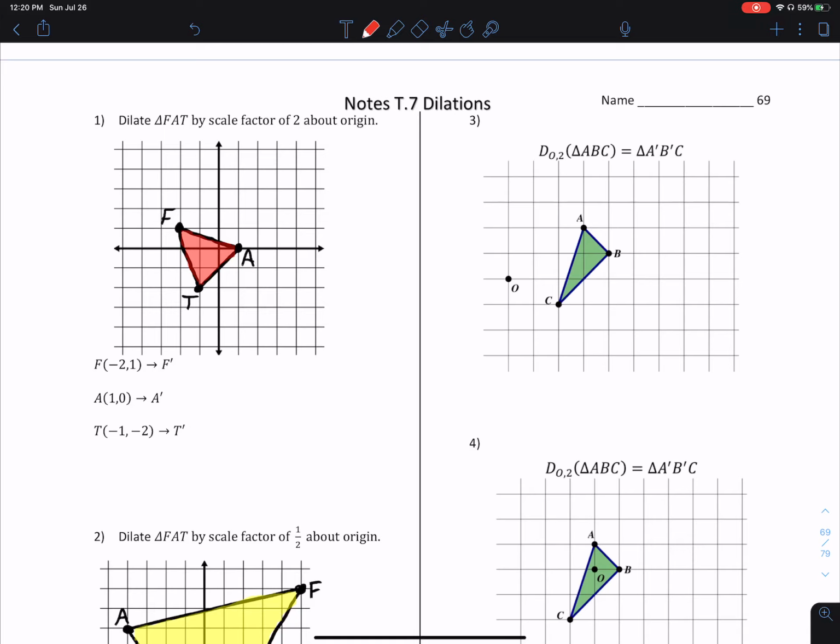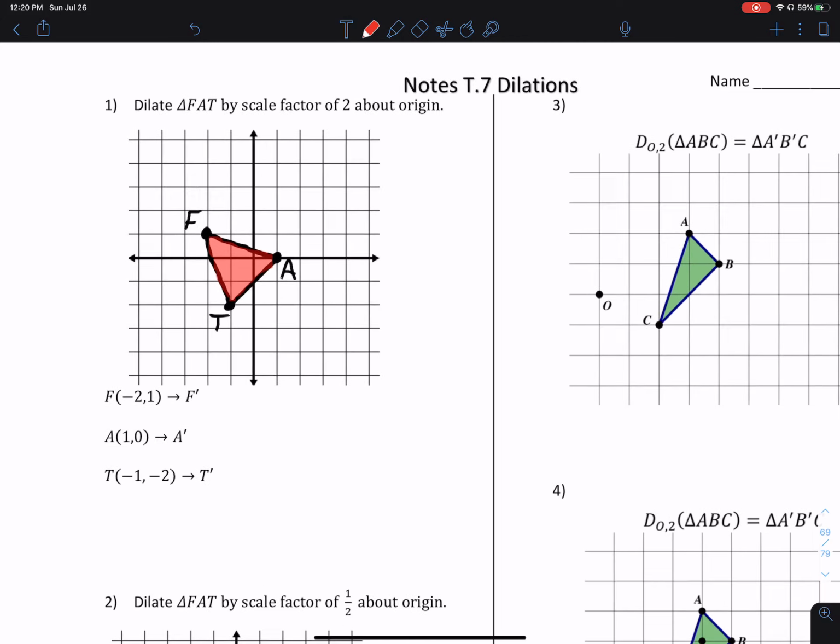They are isometries. They produce an image that is congruent to the pre-image. It is also known as rigid motion. Dilations are not isometries. They produce non-isometric figures. They are not congruent. It is not rigid motion. This will result in similar figures. Dilation results in similar figures.